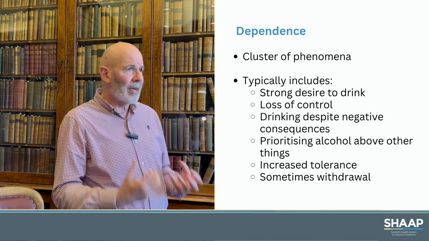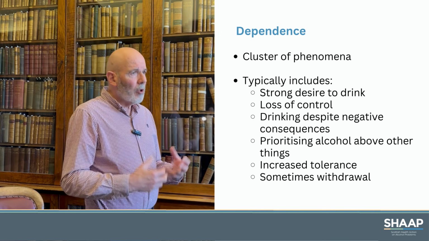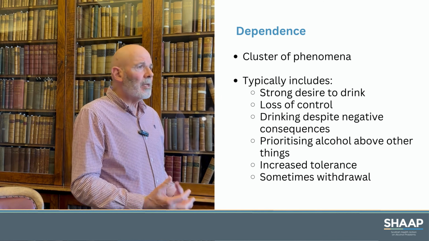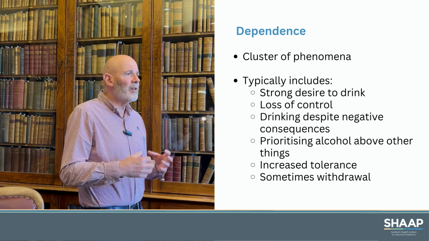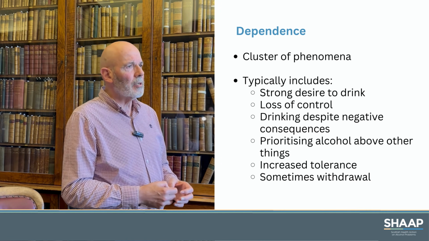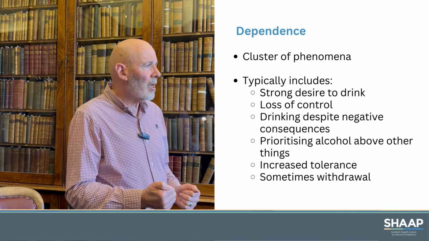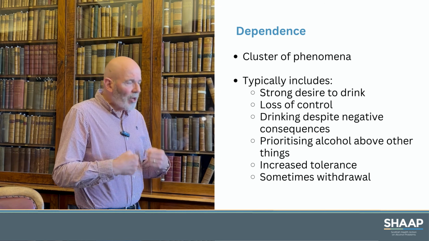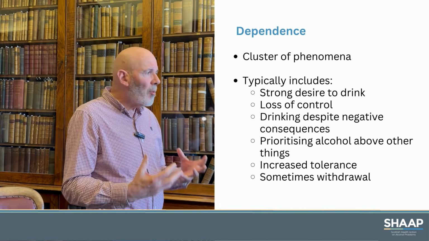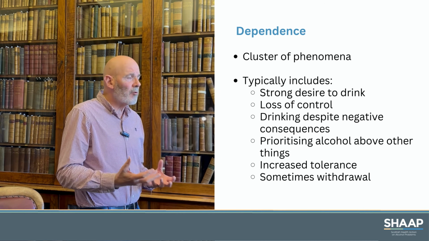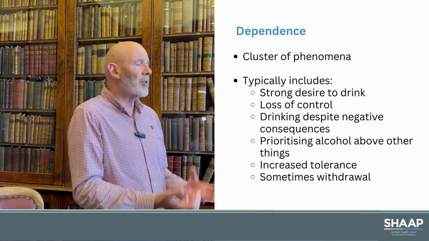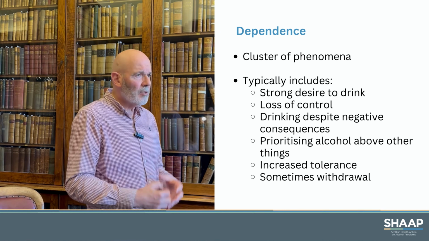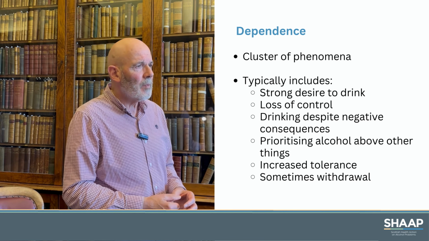There's often a strong desire to drink. There's a loss of control. People end up drinking more than they planned to drink, or they drink when they're definitely planning not to drink, and they have difficulty stopping when they start drinking. And then probably one of the most critical things in the definition of dependence is this drinking despite negative consequences. So normally when negative consequences accrue from behaviours, we change the behaviour because the consequences are painful. That doesn't happen in dependence. People continue to drink despite these negative consequences.